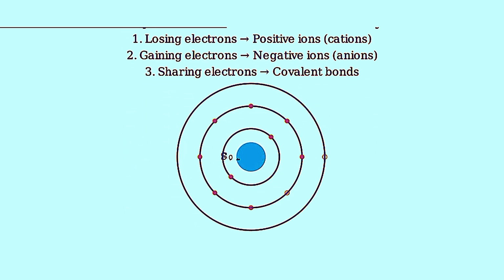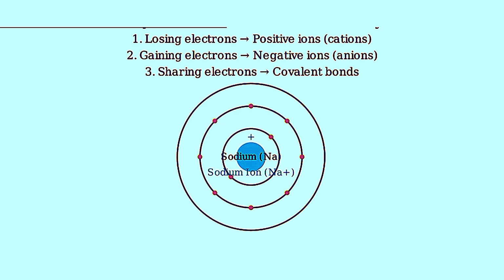Here's a sodium atom with 11 electrons, 2 in the first shell, 8 in the second shell, and 1 in the outermost third shell. When sodium loses its outermost electron, it achieves the stable configuration of neon with 8 electrons in its outer shell. This creates a sodium ion, Na+, with a positive charge. This makes sodium highly reactive, especially with elements that readily accept electrons.